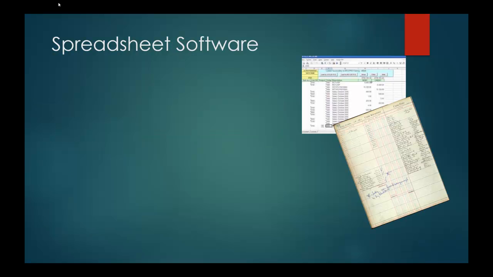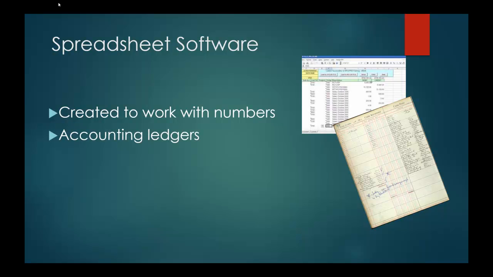So here we have an image that compares a spreadsheet versus an accounting ledger. Now the spreadsheet was originally created just to work with numbers. It is completely different than working with word processing software or image editing software. Another thing to note is that spreadsheets are created to mimic an accounting ledger. So if you look at this ledger, you'll see it is broken down very similar to a spreadsheet. It's broken down into columns and rows, and each row is called a record. So if you look at it that way, a spreadsheet really is a database that contains records.